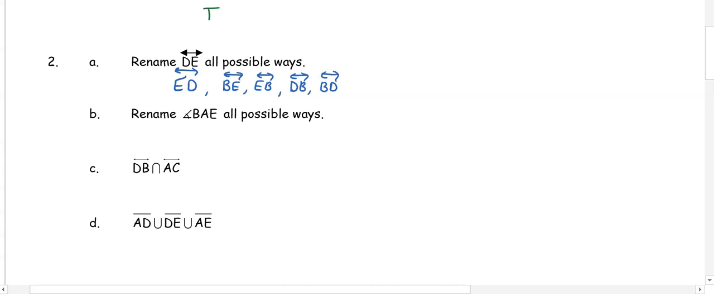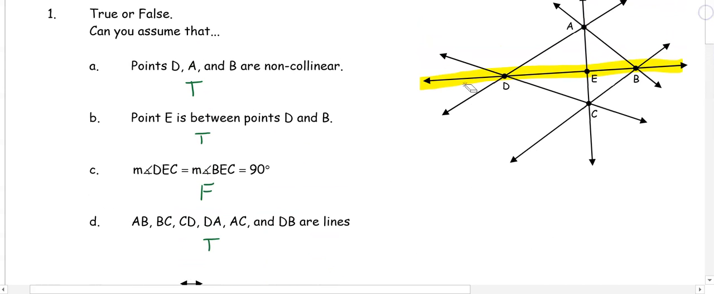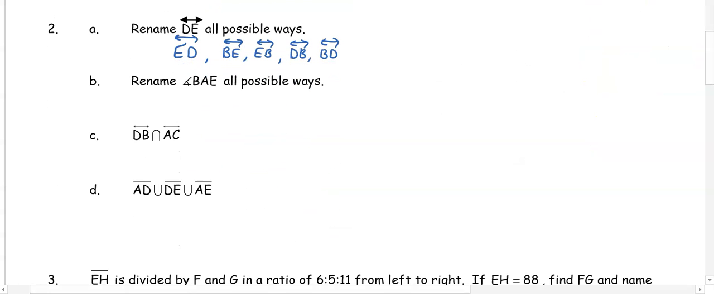In 2B, rename angle BAE in all possible ways. So angle BAE is this angle right here. Notice that another letter on the ray with E is C. So we can switch the order of the original, or we can put C in place of E. So we could name it angle EAB. We can name it angle BAC, or we can name it angle CAB.